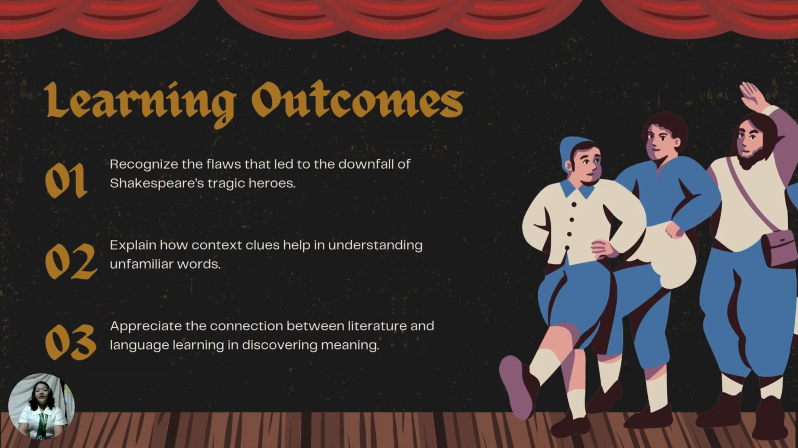Here are our learning outcomes. By the end of the lesson, we should be able to recognize the flaws that led to the downfall of Shakespeare's tragic heroes. Second, explain how context clues help in understanding unfamiliar words. And third, appreciate the connection between literature and language learning in discovering meaning.